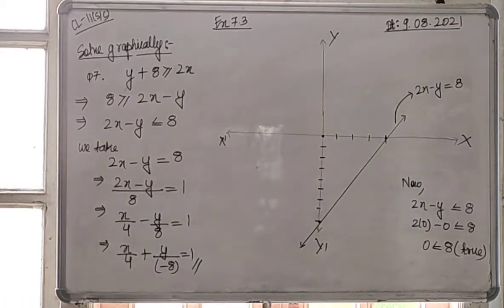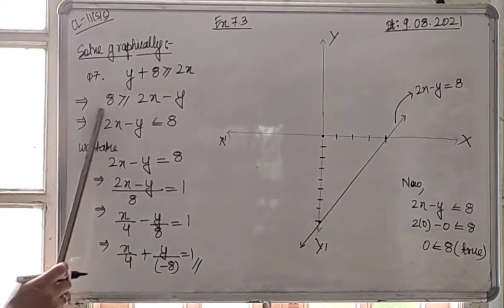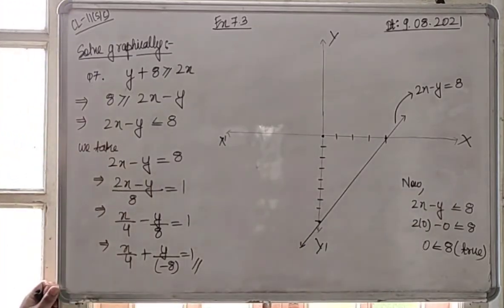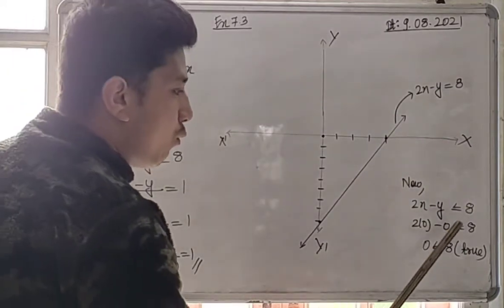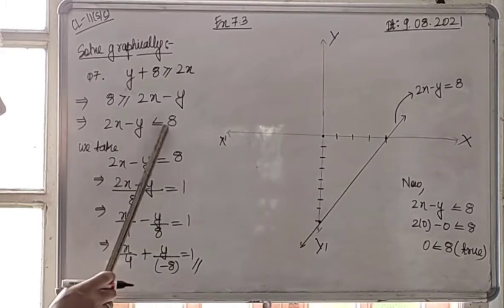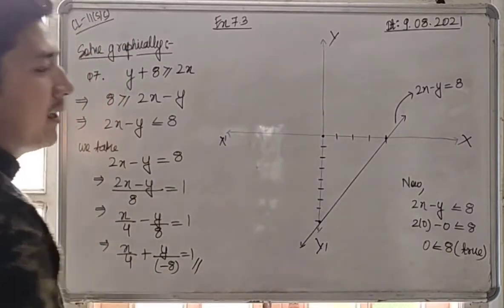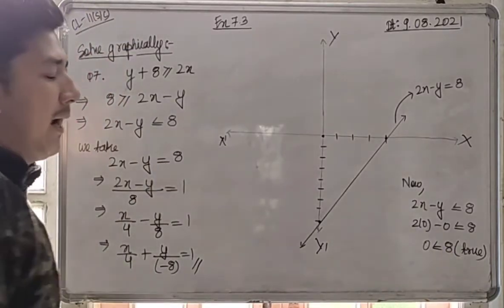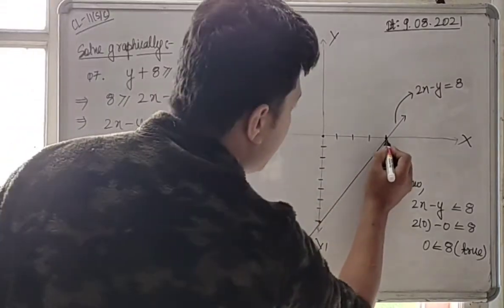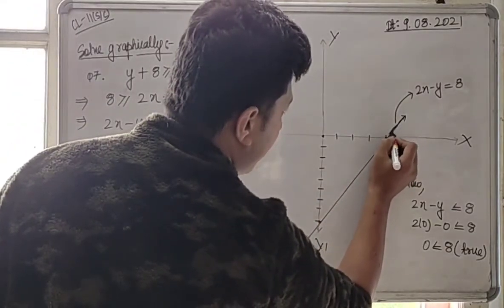Now about the arrowheads, for that we have to again take the inequation 2x minus y is less than or equal to 8. The method is we put x equals 0, y equals 0. On doing so, 2 into 0 is 0, minus 0 is 0. So 0 is less than or equal to 8, which is true. And 8 is also included, which means the straight line is also included. So hence this line will be a dark line.